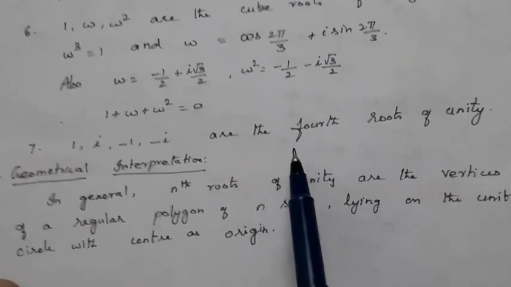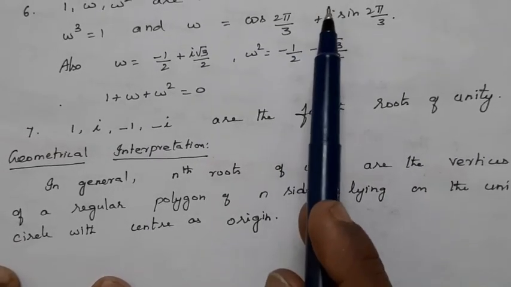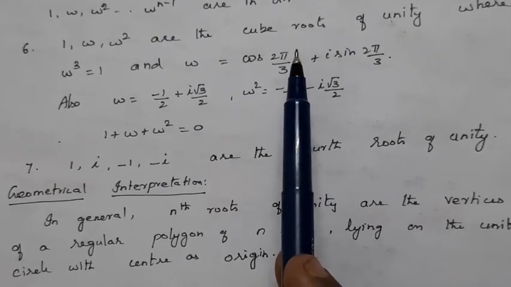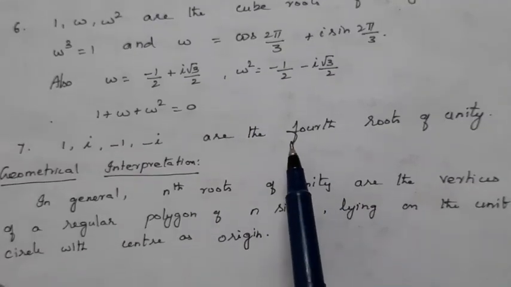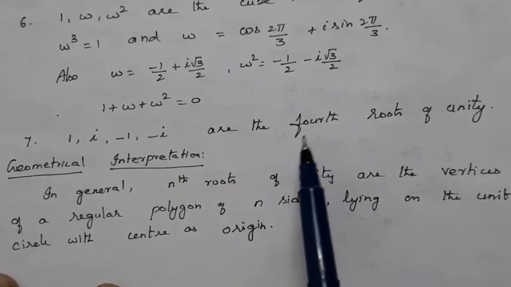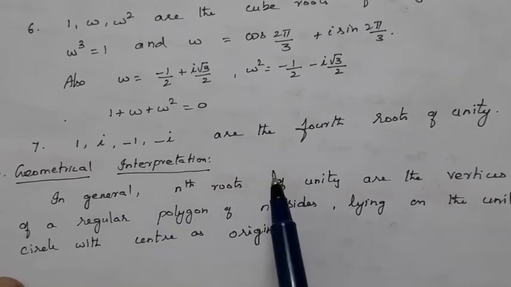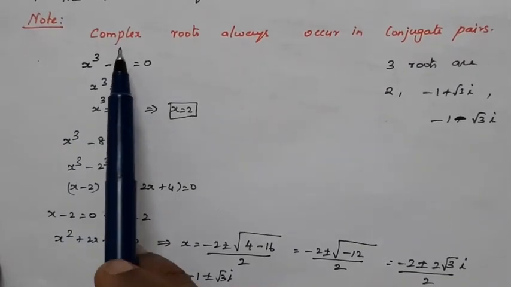Because a regular polygon of 4 sides means that it will be a square, and a regular polygon of 3 sides means that it will be an equilateral triangle. So in the case of cube roots of unity, we have an equilateral triangle, and in the case of fourth roots of unity, the geometrical interpretation is that if we join the 4 points, the 4 roots, then you will get a square.